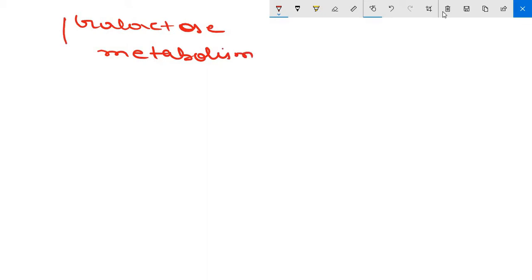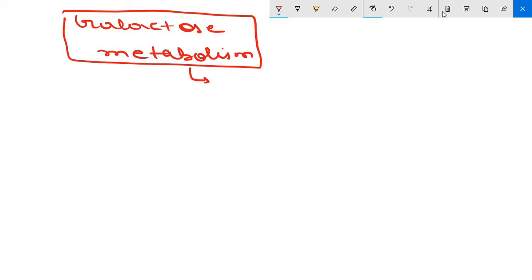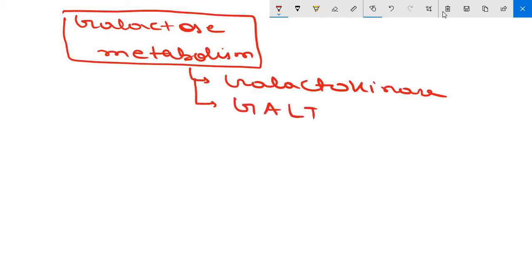Okay, we are going to discuss galactose metabolism. This galactose metabolism has basically three steps. The first one is the galactokinase reaction, in which ATP is used. In the second step, the enzyme galactose 1-phosphate uridyl transferase is used, and the third is the epimerase reaction. Now, starting with the first step.